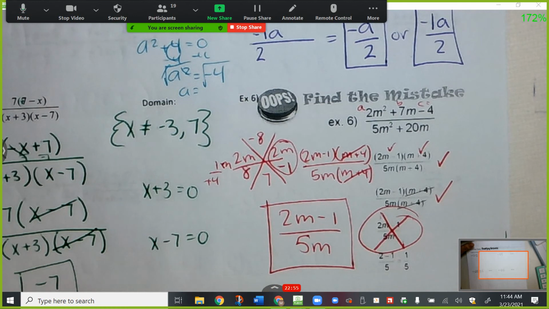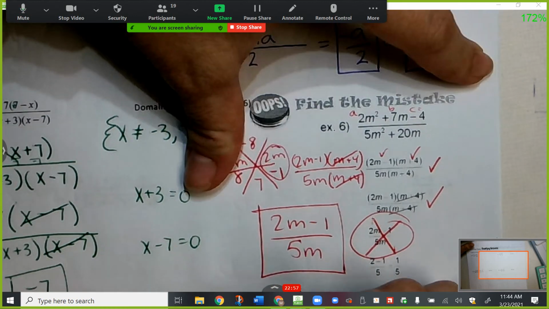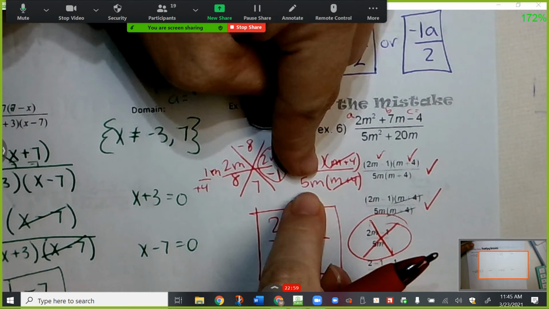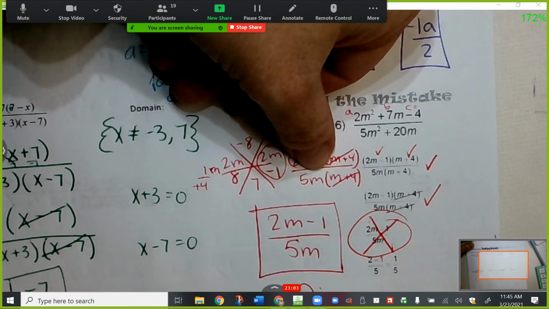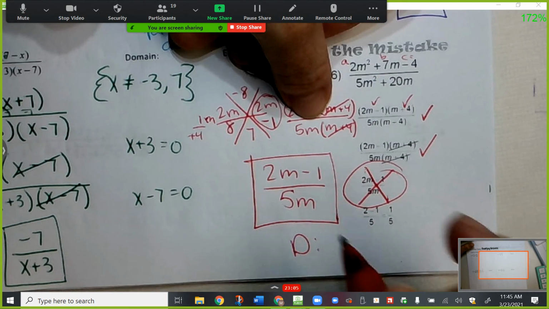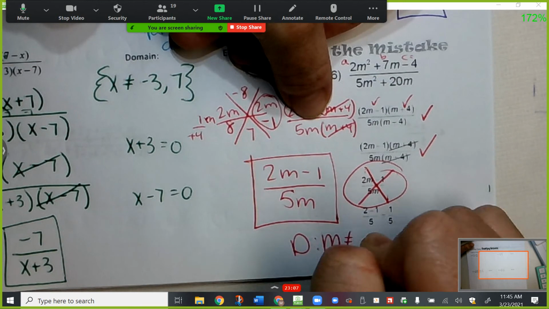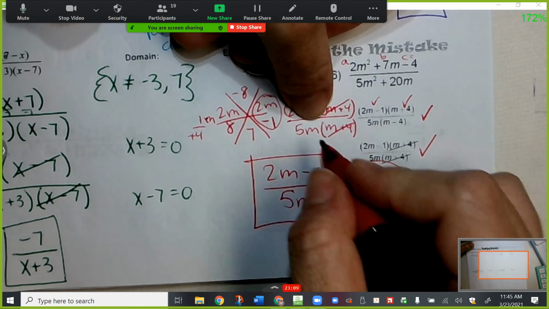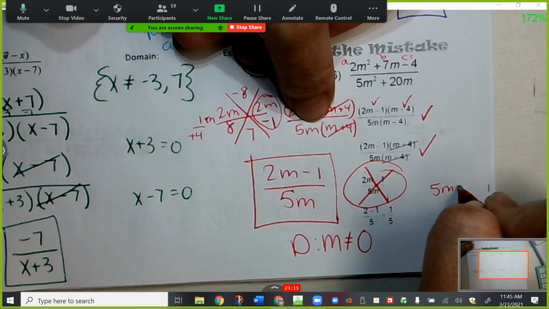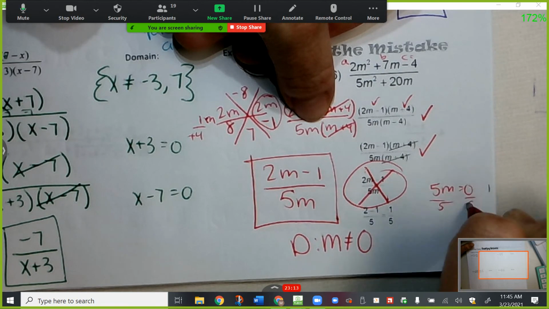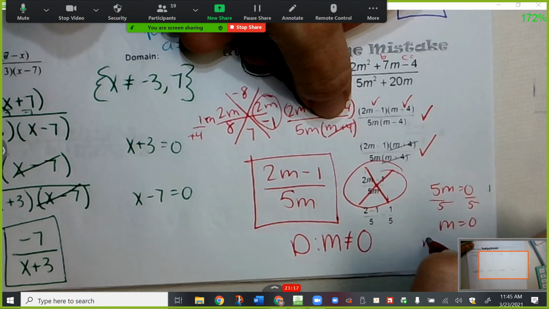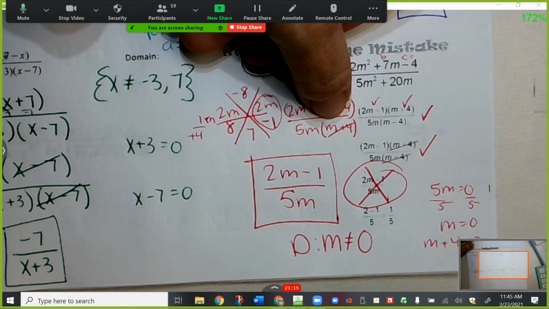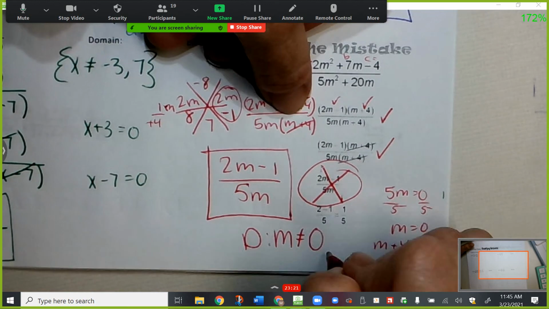Now, this is a good example to look at domain, though. Remember, before we cancel this here, 5 times what would equal 0? So m cannot equal 0. Because if you were to set that factor equal to 0 and solve, you would divide both sides by 5, and you would get m equals 0. Now, then you have the m plus 4. What cancels a plus 4? Negative 4.